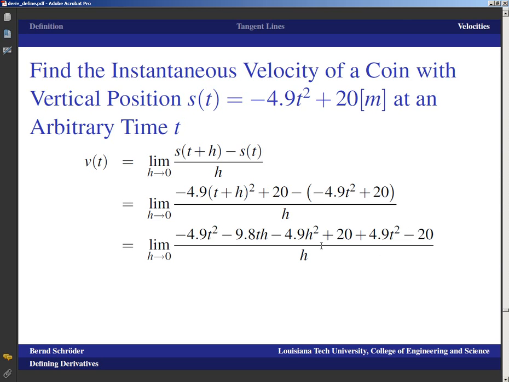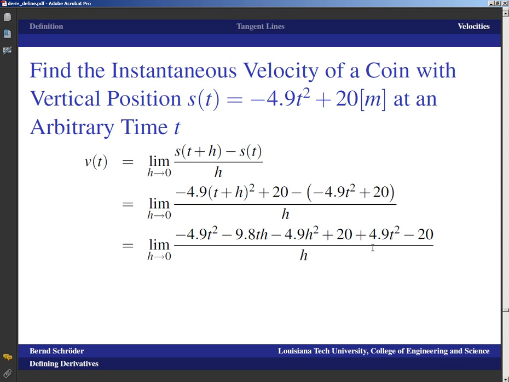We just first multiply out parentheses. (t plus h) squared is t squared plus 2th plus h squared, and if we multiply that with negative 4.9, we get negative 4.9 t squared minus 9.8 th minus 4.9 h squared plus 20 is still copied down, and we're just pushing the negative sign through here. Minus negative 4.9 t squared is plus 4.9 t squared, minus 20 is copied down here, and here's the h.